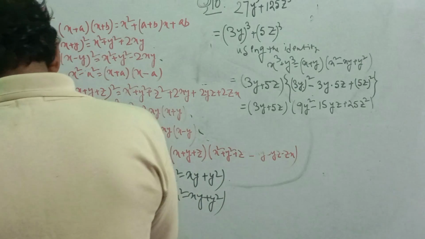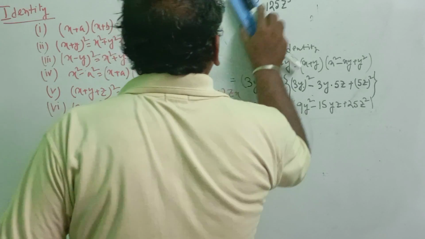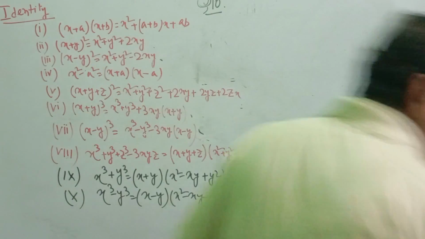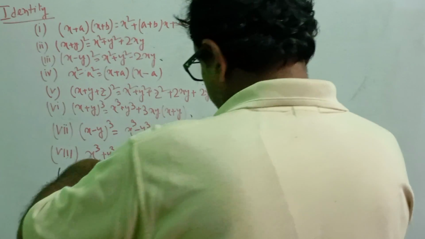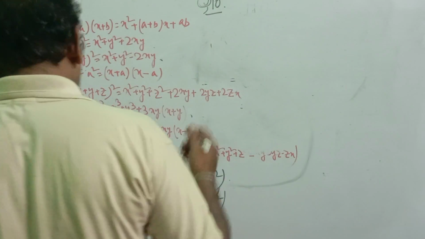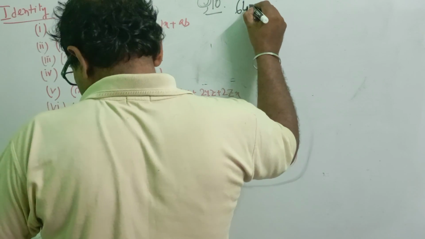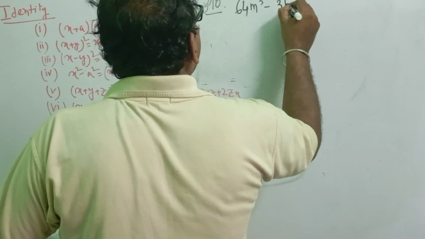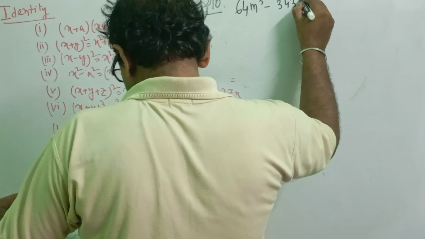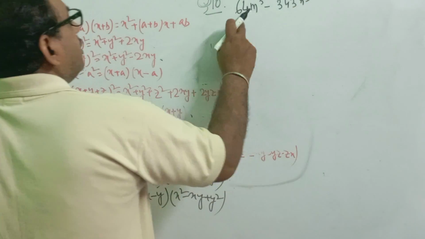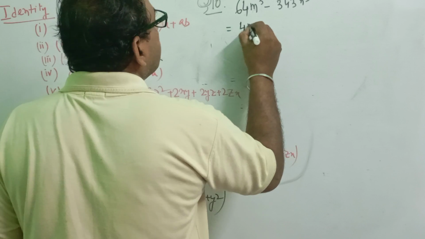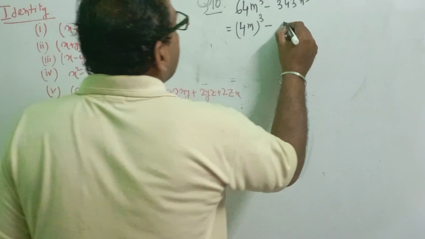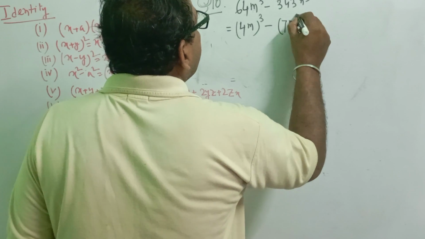Now question 10, second part. What is it? 64m cube minus 343n cube. So 64m cube can be written as 4m whole cube, minus, and this can be written as 7n whole cube.